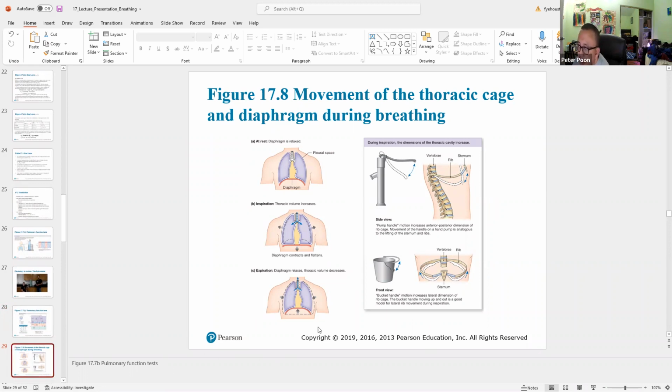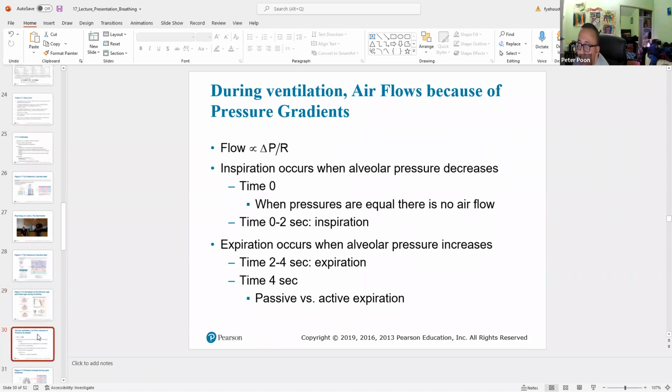So you can see that here. You're lowering the diaphragm, you're lifting the rib cage, and that makes the lung bigger.